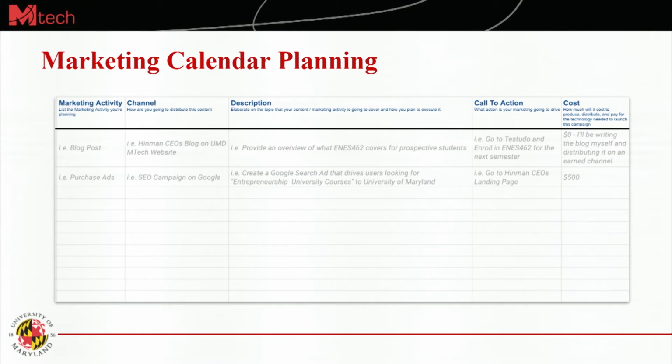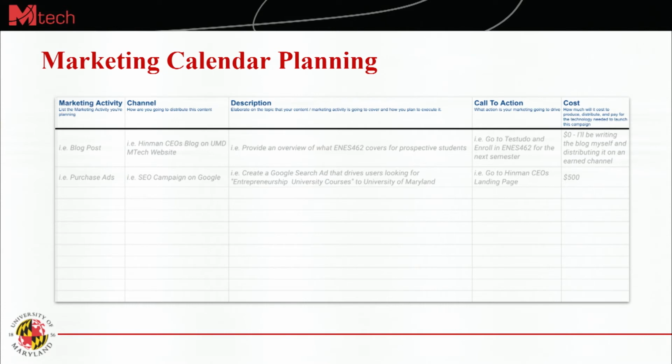So here, I have 2 examples. The first is a blog post, which is an inbound marketing strategy, and the second is purchasing ads, which is an outbound marketing strategy. So as you can see for both, I've broken down the channel that I want to use, and I'm a lot more specific than just the internet or Google. You want to be able to describe the channel you're using in a way that anybody that sees this calendar understands what they need to do to execute.